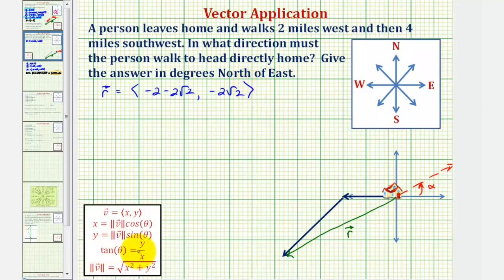And we know that tangent theta would be equal to y divided by x. So if tangent theta is equal to negative 2 square root 2 divided by the quantity negative 2 minus 2 square root 2, this tells us that theta would be equal to, if we take the inverse tangent on both sides, theta equals inverse tangent of this ratio.